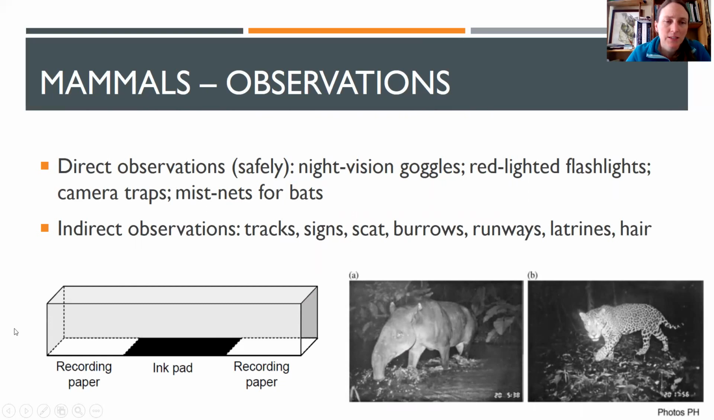And here's a pretty interesting kind of trap. It might be baited. And so little animals come in and they walk across the ink pad, and then they walk across the paper and they record their little tracks on either side of the ink pad. So it's kind of a fun little trap.